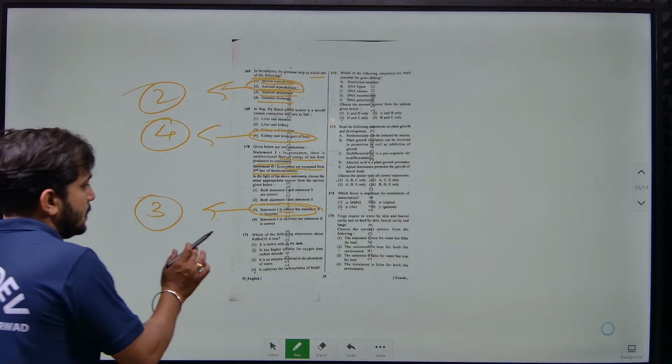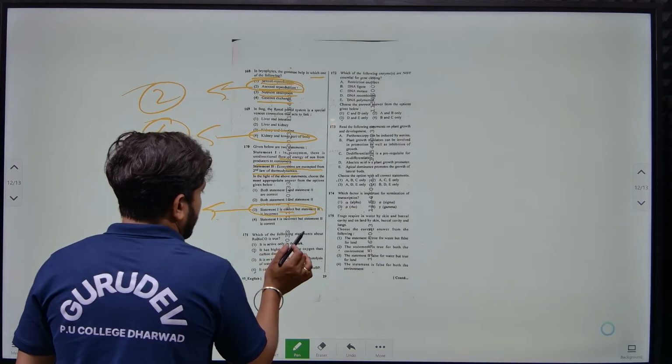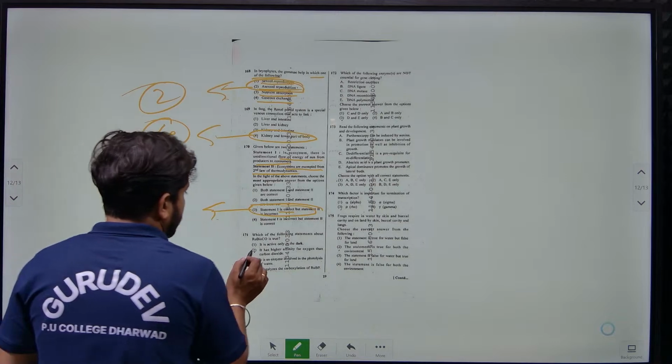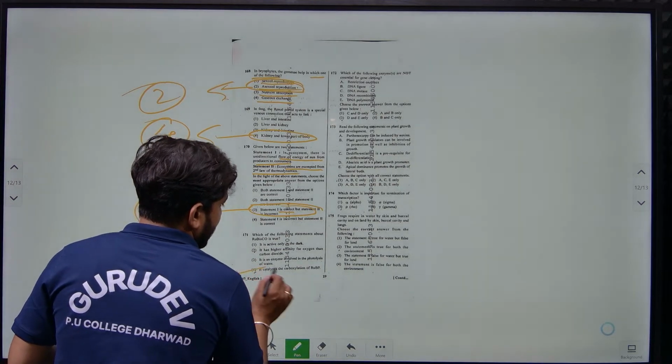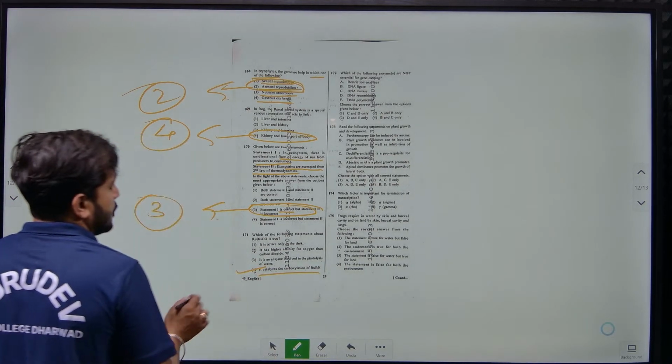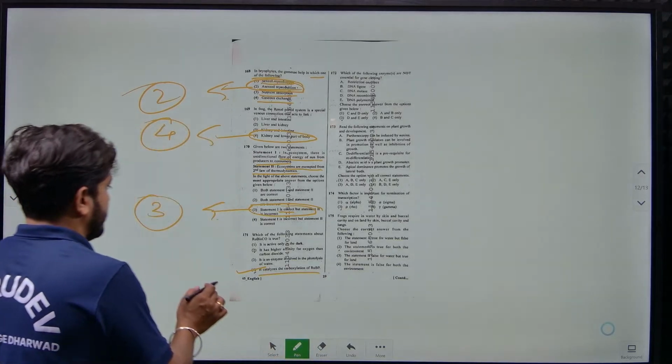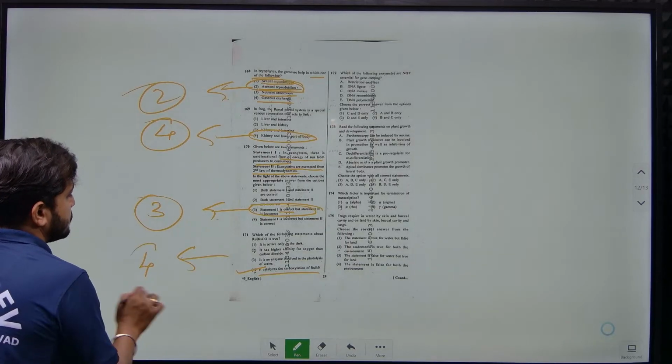Then which of the following statements about Rubisco is true? About the Rubisco is true, they are saying. So here, it catalyzes the carboxylation of RuBP. That is nothing but ribulose 1,5-bisphosphate. So that is option 4 is correct.